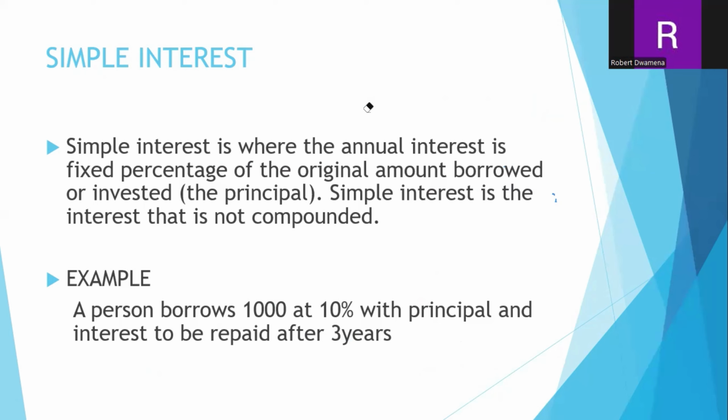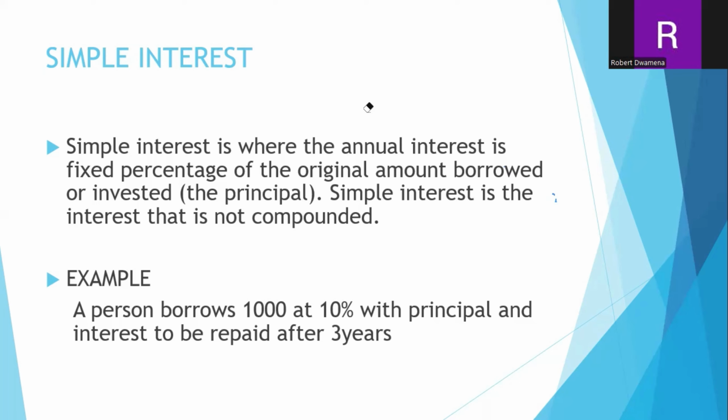So simple interest is the interest that is not compounded. When we say the interest is not compounded, what we mean is the rate is calculated on the principal only. So if the investment is for 3 years and the rate is 10%, the 10% will be calculated on the principal. So let's assume the principal is 1,000 Ghana cedis. The 10% will be calculated on the principal, which is 1,000 Ghana cedis, throughout the period, 3 years.